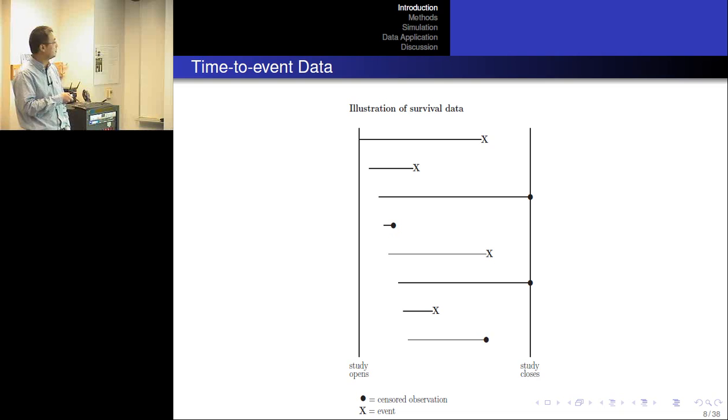In contrast, this patient dropped out from the study very quickly after entering the study. Then we only observe a very short period, and we don't know what happened after that. We cannot just simply drop this observation. We lose information, and it may also give us a biased estimation.